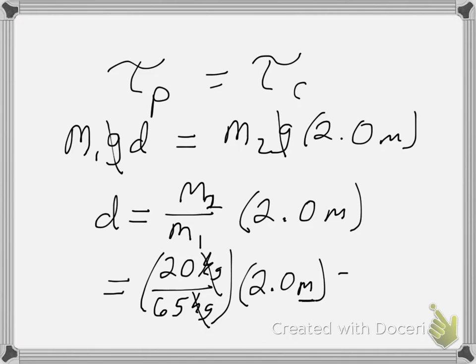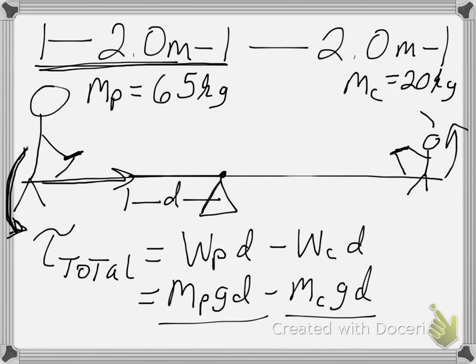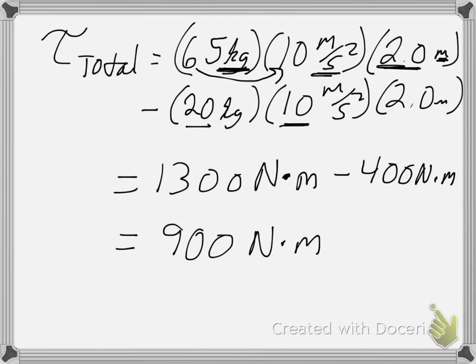And if we take 20 and divide it by 65 and then multiply it by 2, we get 0.615 or approximately 0.62 meters. So the parent needs to scoot up to a distance of 0.62 meters away from the fulcrum for this to balance. And at that point, they'll both be able to do the teeter-totter. So that is a short introduction to torques, and in the next video we will talk about angular momentum. We'll see you then.